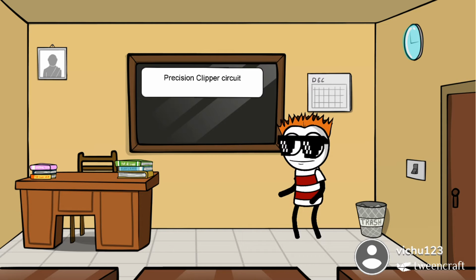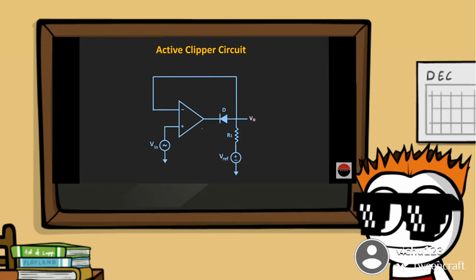As we discussed before, there are two types of clippers: positive clippers, which clip off the positive part, and negative clippers, which clip off the negative part. Blackboard sir, can you please bring me the precision clipping circuit? Oh, it has arrived. Very good, Rangaswamy.